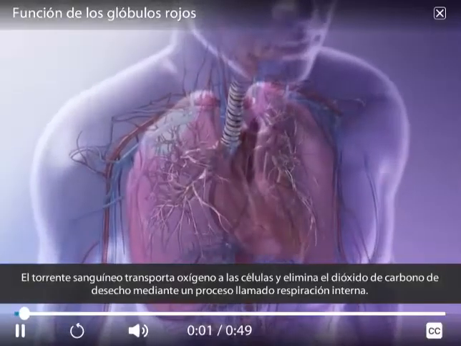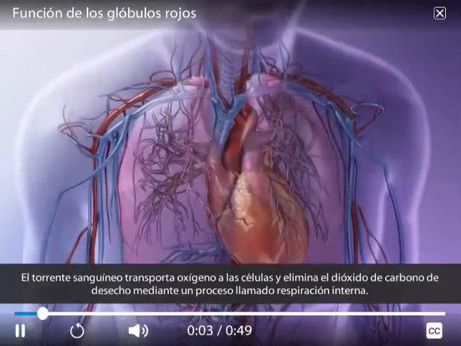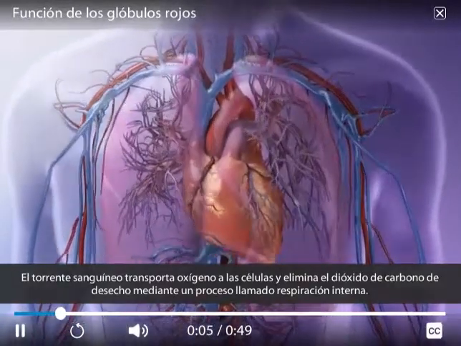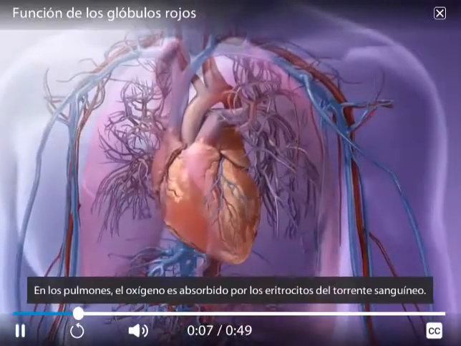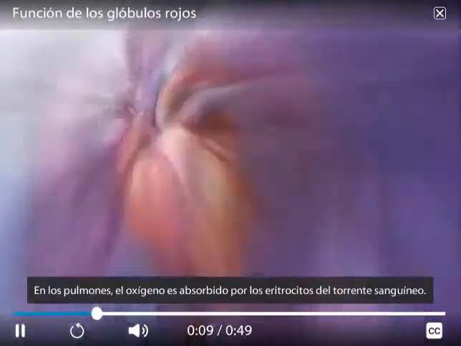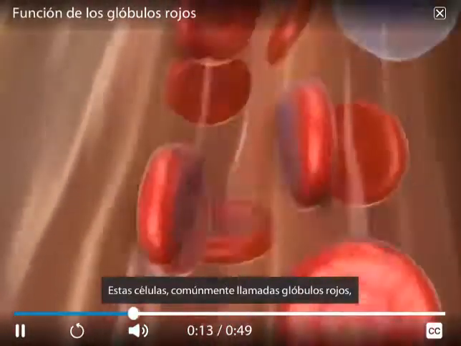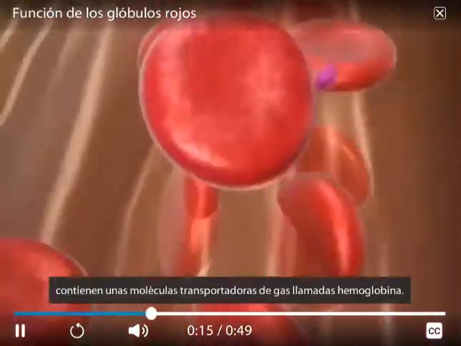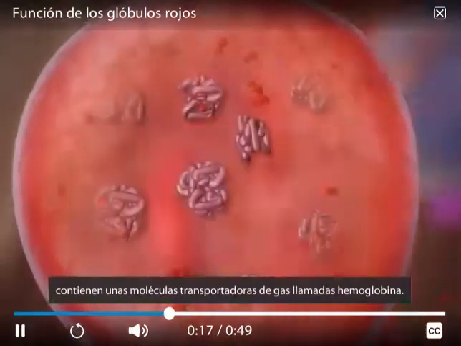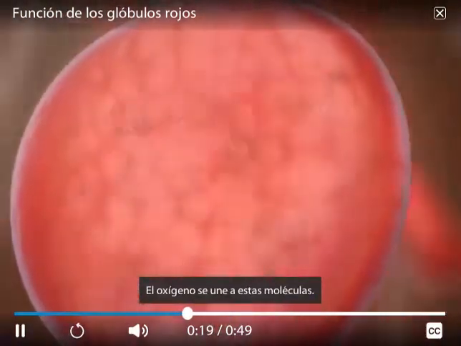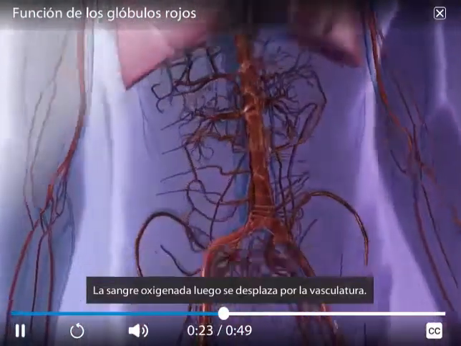The bloodstream delivers oxygen to cells and removes carbon dioxide waste through a process called internal respiration. In the lungs, oxygen is absorbed into the erythrocytes in the bloodstream. These cells, commonly called red blood cells, contain gas-transporting molecules called hemoglobin. Oxygen binds to these molecules. The oxygenated blood then moves through the vasculature.